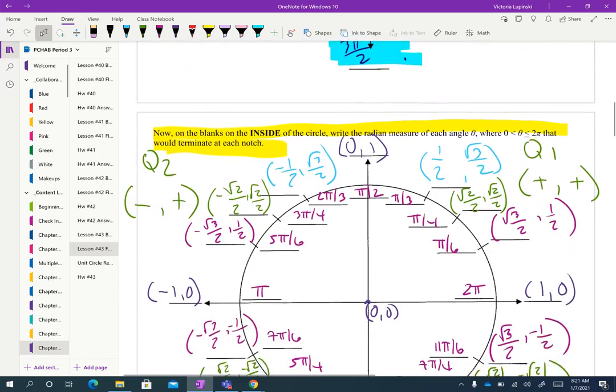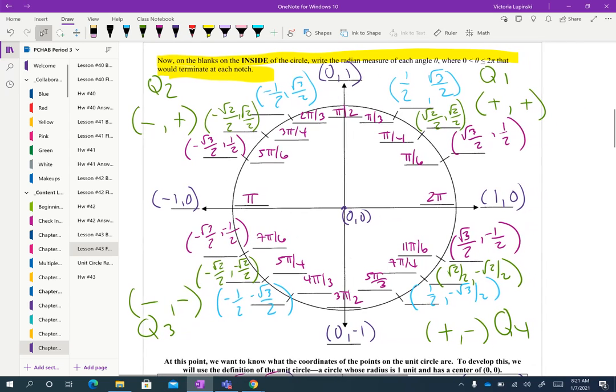On the next page, we took it a step farther and we found the ordered pairs of the unit circle. In order to do that, we took the fact that the radius of the unit circle is exactly 1, which means it's its longest when it's at the quadrantals, which is how we got the values of positive 1, 0, 0, 1, negative 1, 0, and 0, negative 1.